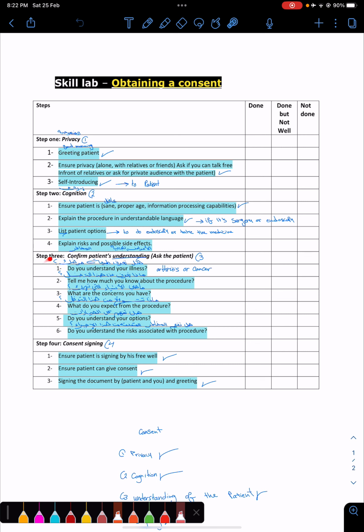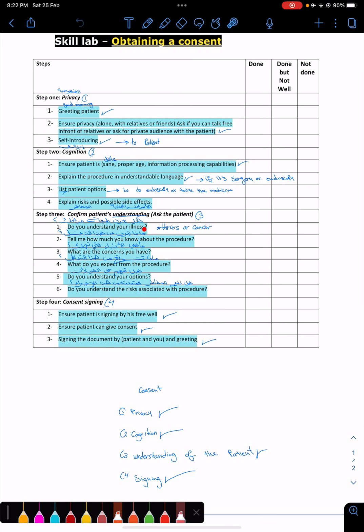The third step is the understanding of the patient. Do you understand your illness? Really, do you understand what breast cancer is? Do you understand what colon cancer is? Do you understand what arthritis is? And so on. Tell me how much you know about the procedure. How much do you know about this certain endoscopy that we're going to apply?